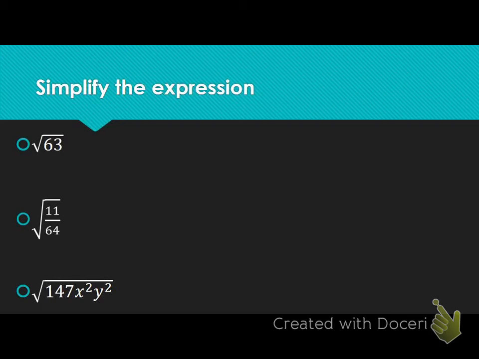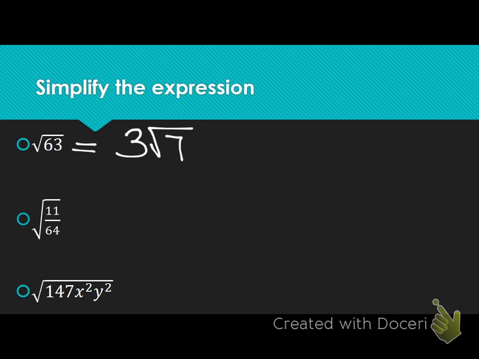So anybody think of any perfect squares, factors of 63? 9. Very good. 9 times what? 7. So what's the square root of 9? 3. So that's why my answer is 3 square root of 7. Who got 3 square root of 7? Very good.